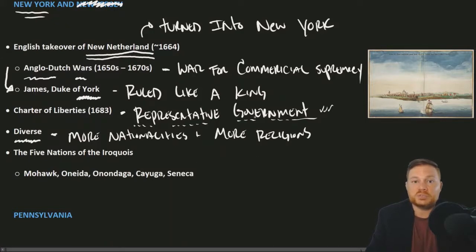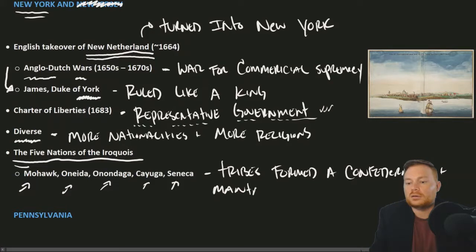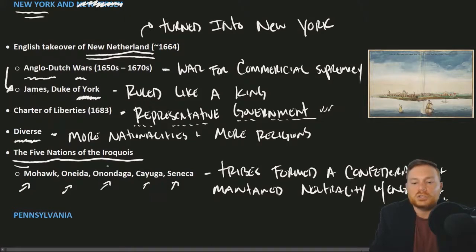Unlike some of the other conflicts between English settlers and other tribal groups, the Five Nations of the Iroquois, a confederation of tribes in the area, including the Mohawk, the Oneida, the Onondaga, hope I'm pronouncing that correctly, the Cayuga, and the Seneca. We might say of these tribes, they formed a confederacy and maintained neutrality with England and the Dutch, right? England and the Dutch. We'll talk more about the Iroquois.